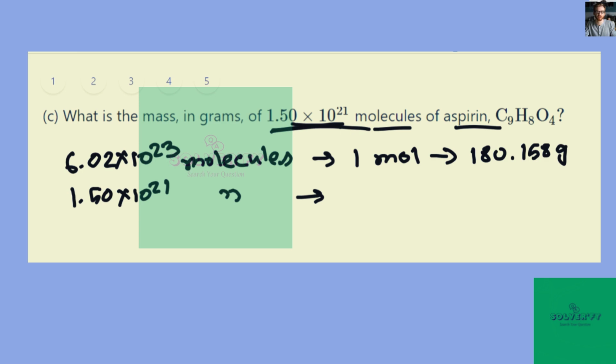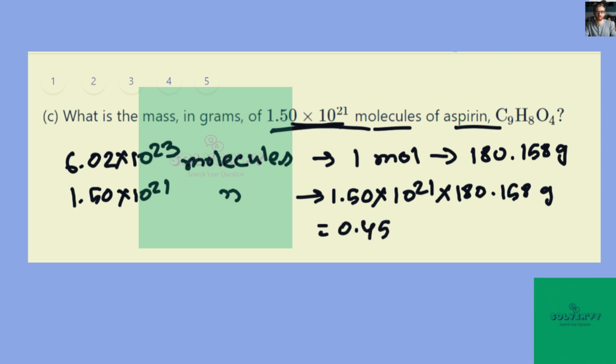That means 1.5 times 10 to the power 21 molecules will have a mass of 1.50 times 10 to the power 21 times 180.158 gram, which will give us a value of 0.45 gram. So this is the mass of 1.5 times 10 to the power 21 molecules of aspirin.